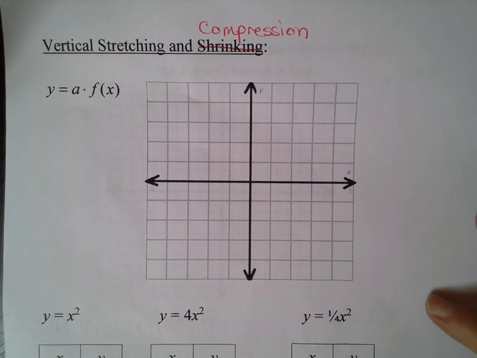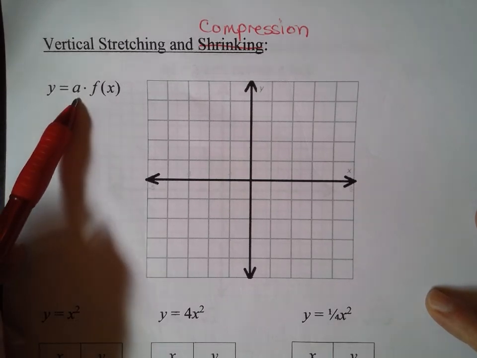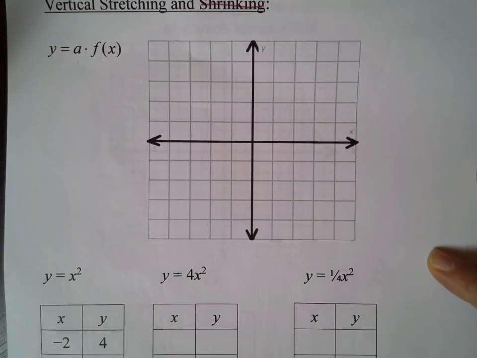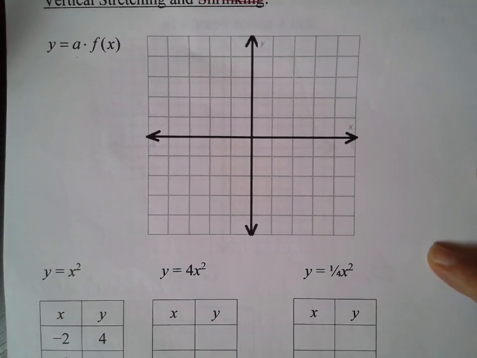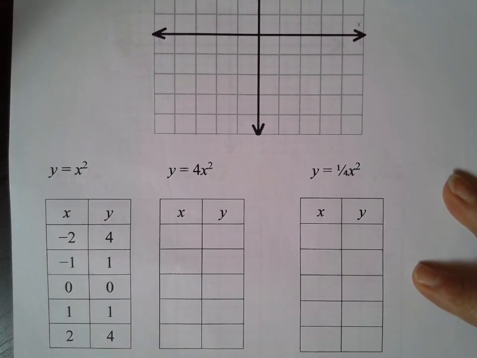Okay, so the way a stretch or a compression is going to show up in the equation is we'll have a number out front of the function that is multiplying the function. And so I want to explore with you what kinds of numbers will cause a stretch and what kind of numbers will cause a compression. So I'm going to use the parabola again. I didn't do a super great job of making this so that it would fit on the screen. So we'll do this for the moment.